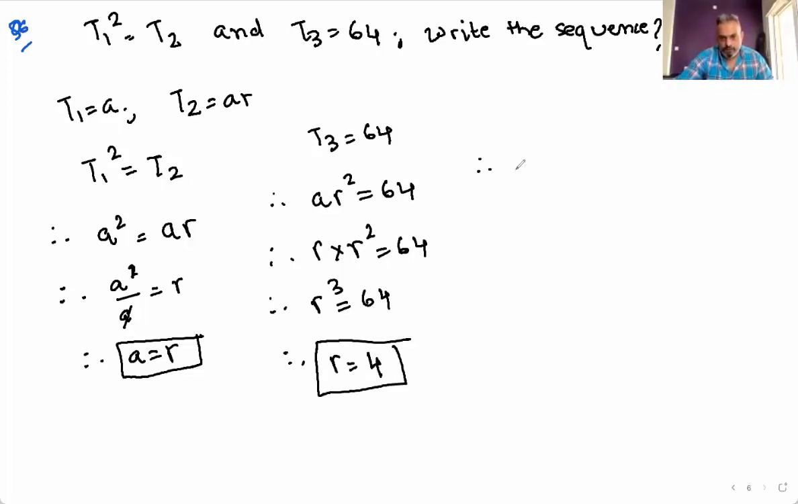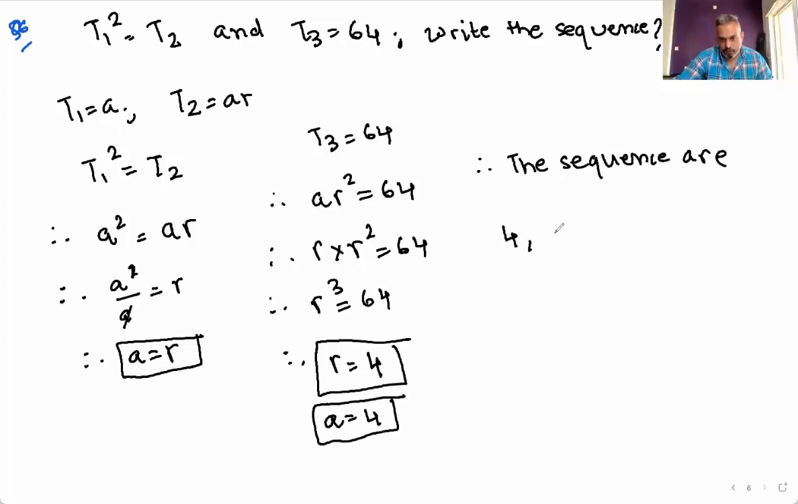So, therefore, the sequence. Now, R is 4. So, A is also equal to 4. So, the first term will be 4. Then 4 fours are 16 and 16 fours are 64, on and on. Answer.